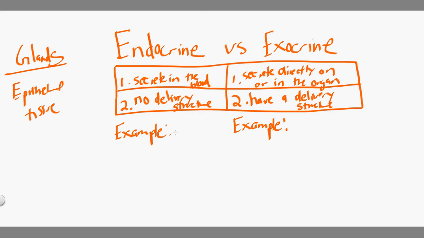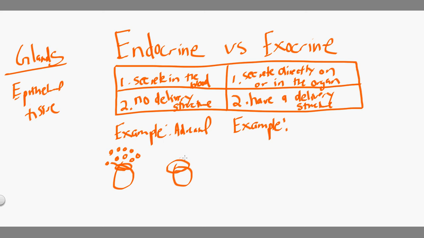So, for example, an example of an endocrine gland would be the adrenal glands. These are the ones sitting on top of the kidneys. So you have these little kidneys here, and you have these little sort of hats sitting on top of the kidneys there. Now, these have no delivery structure in the sense that the hormones are just there, and they're just releasing these little bubbles here of hormones.